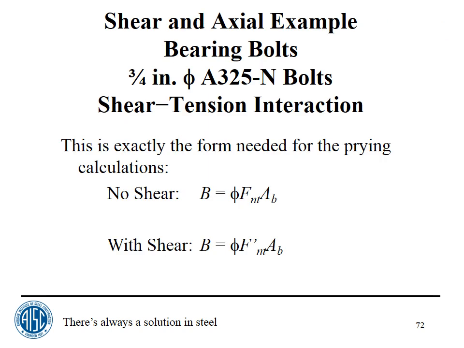So let's continue. We got 3/4 inch A325-N bolts. This interaction equation that we have here is exactly the form needed for the prying calculations, because we need to know B, the bolt design strength, as a function of the bolt area and as a function of whatever the shear is that's applied to it.